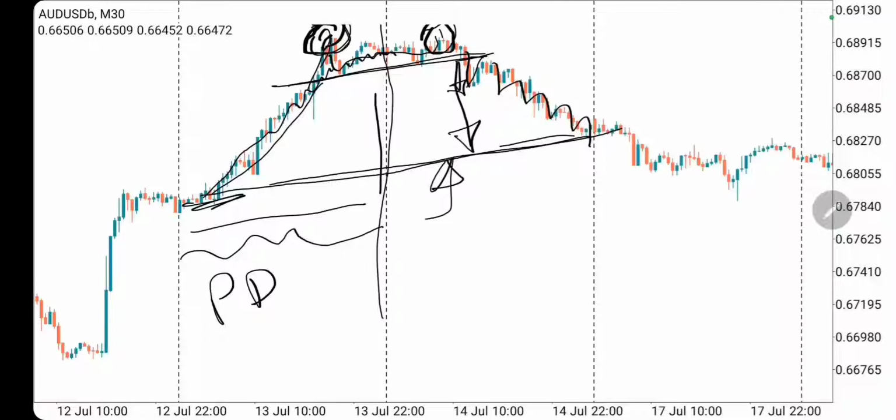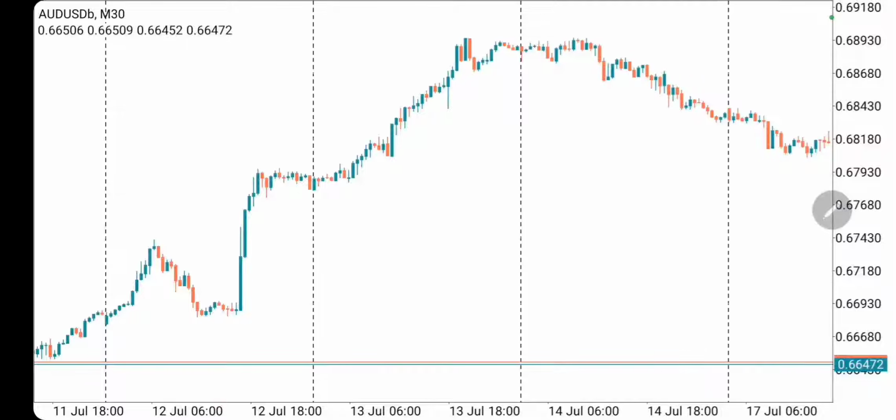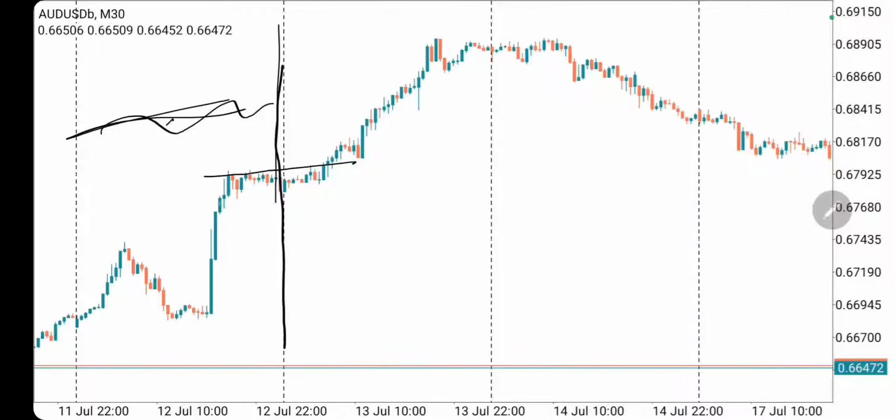All right, so let us look at another case. In this case, this was the previous day, and this is the period separator. We've gotten into the new day. Now what have I seen? In this case, there is an impulsive move. Just note this.